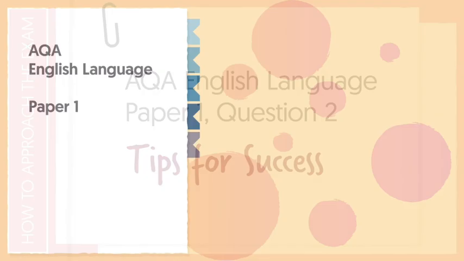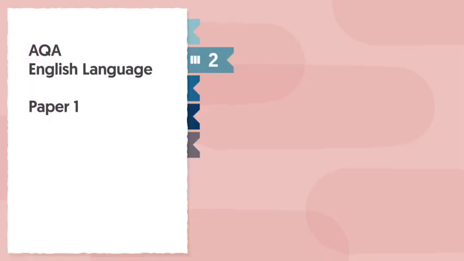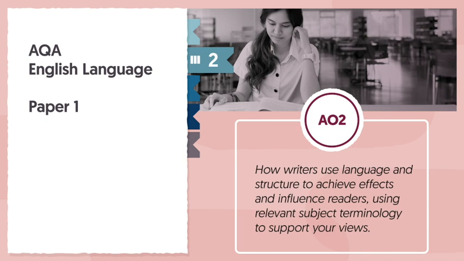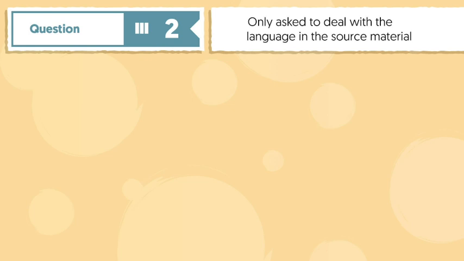In this video, we're going to focus on AQA English Language Paper 1, Question 2. As always, it's well worth looking at the assessment objective for the question before you begin. Question 2 on Paper 1 tests AO2, which asks you to write about how writers use language and structure to achieve effects and influence readers, using relevant subject terminology to support your views. But for this question, you're only asked to deal with the language in the source material.